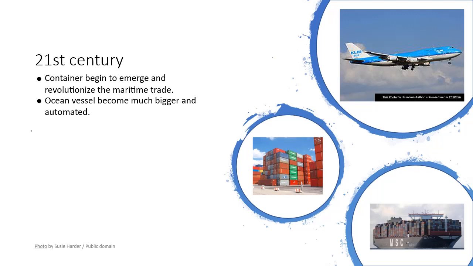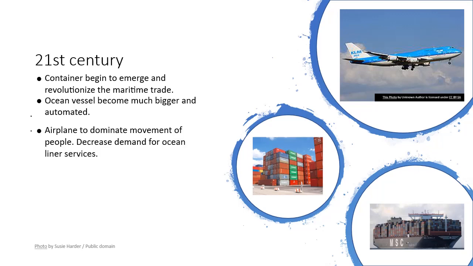At the same time, the aeroplane has begun to dominate the mode of transportation in the movement of people. Transcontinental movement became much faster with the utilization of aeroplanes. The aeroplane has disrupted the ocean liner service. Therefore, the ocean liner companies began to change their businesses towards the ocean cruise market.